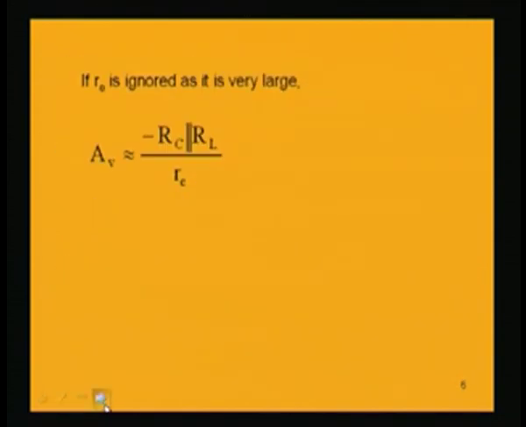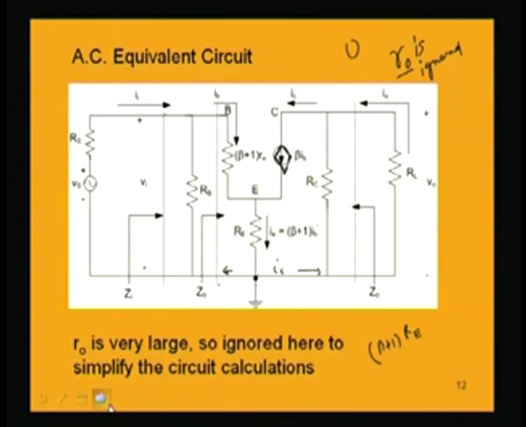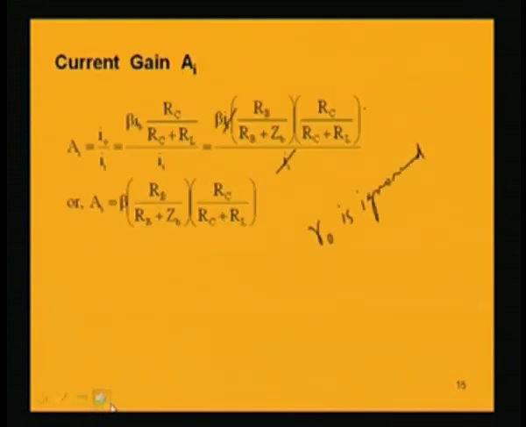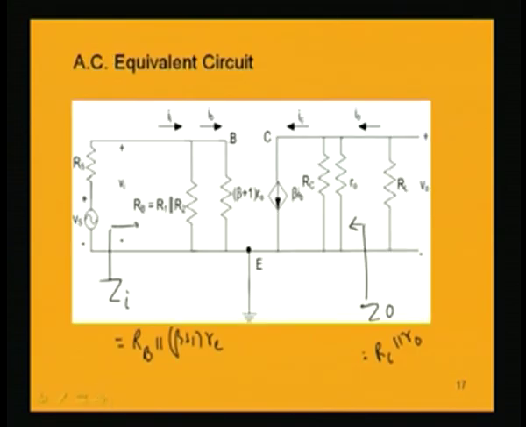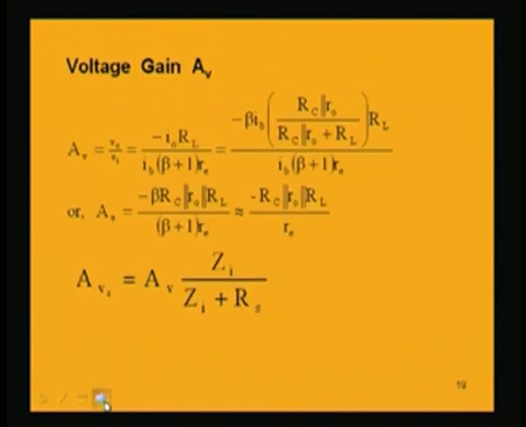The only difference is that now we have Rb as the parallel combination of R1 and R2, not a single fixed resistance. Everything else is the same. And for the output impedance, as we have seen, it is RC parallel R0. I need not analyze that again in detail. The voltage gain, AV, can be found in the classical way, from this voltage and finding the gain.